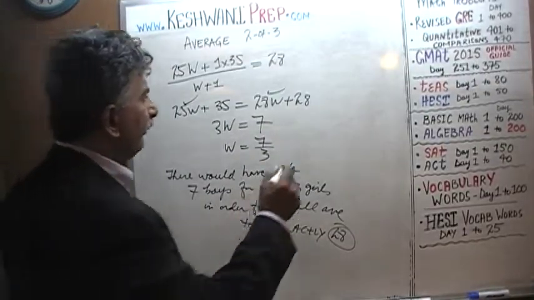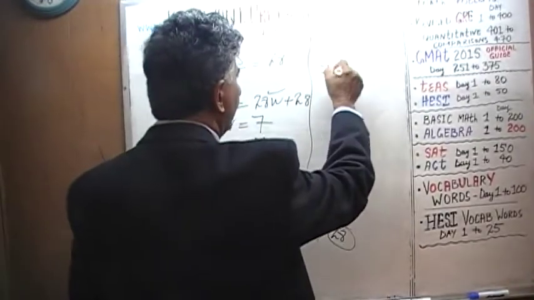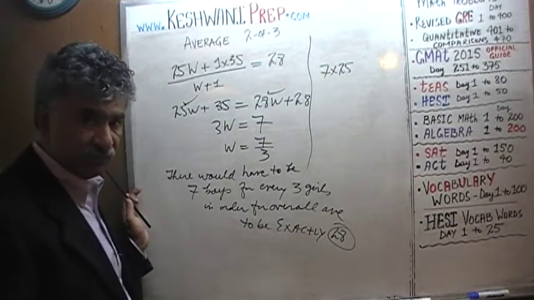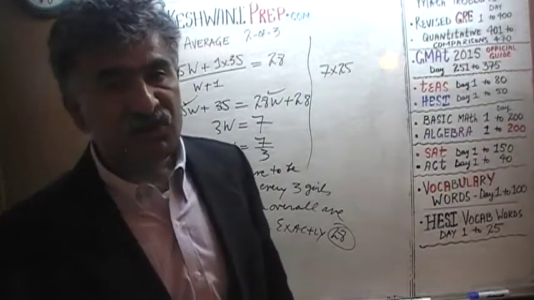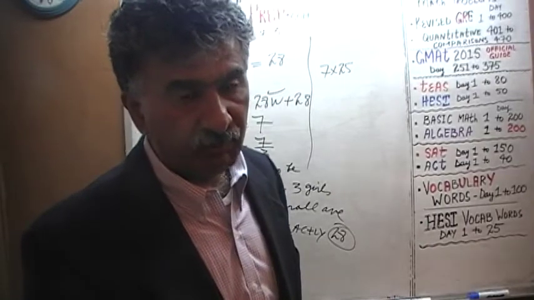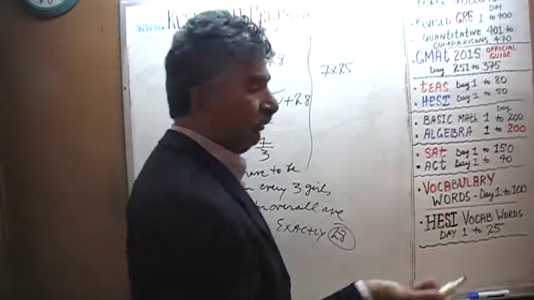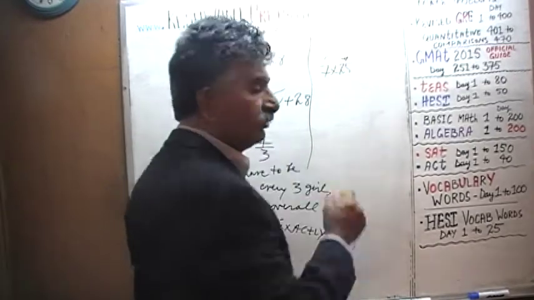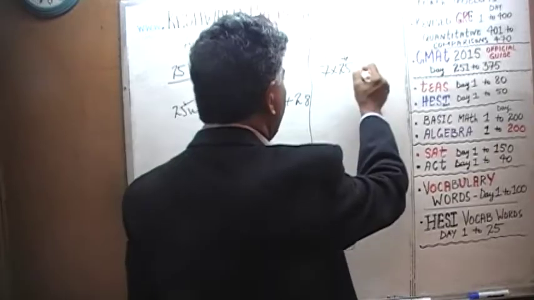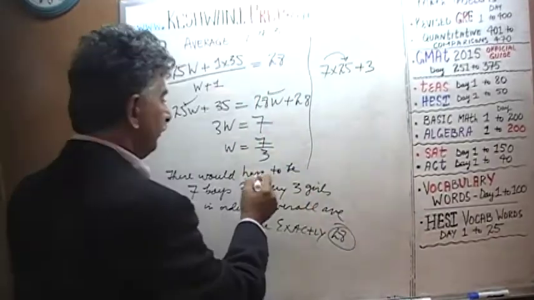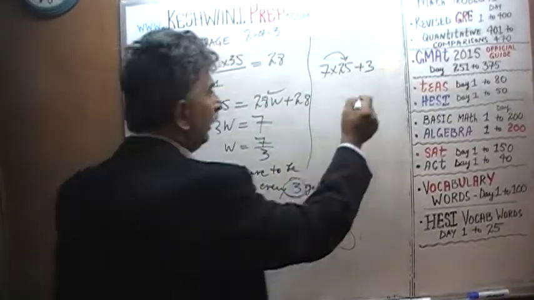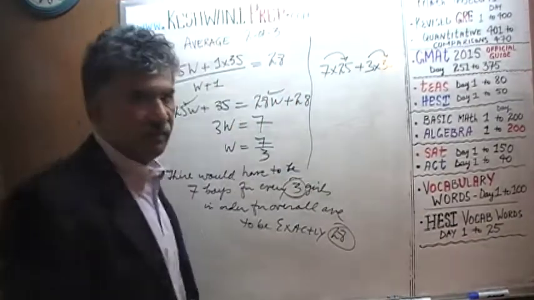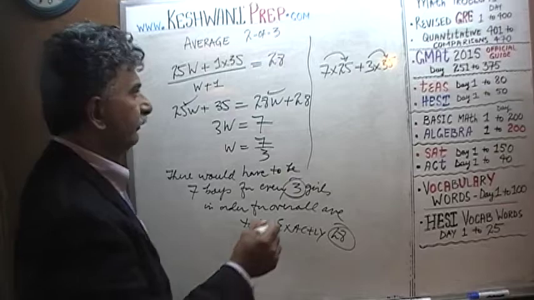So, 7 boys, not each scoring 25 points, but on average they scored 25. So we could pretend that each one of them scored 25 and therefore their total would be 7 times 25. Or their average is 25, in which case we multiply their average by 7, and that gives us the total score earned by the boys. And we have 3 girls, and they scored on average 35 points. So 3 times 35 is the number of points that the girls earn.